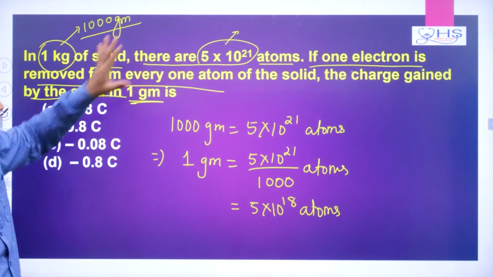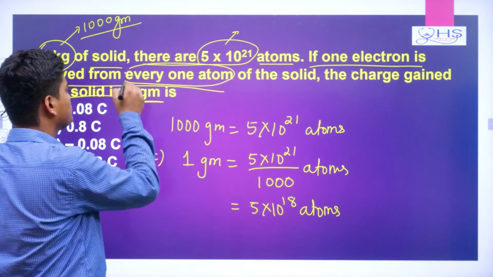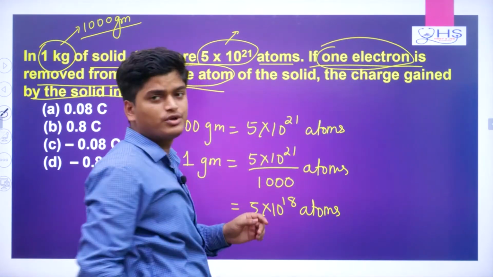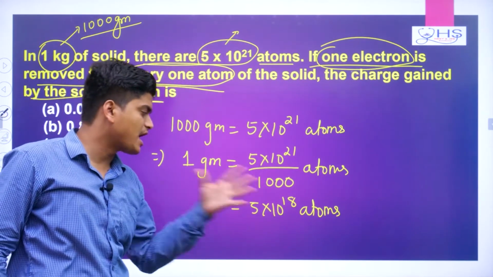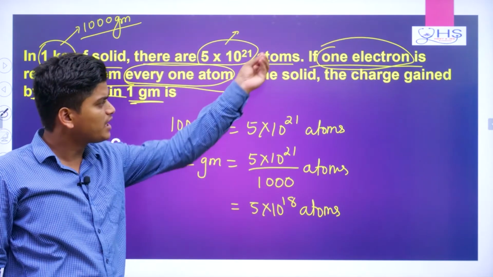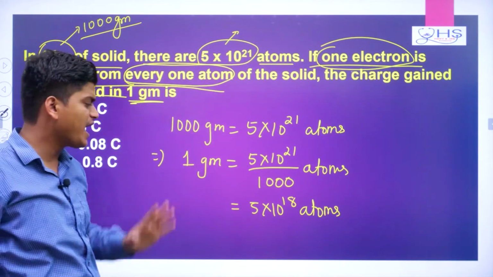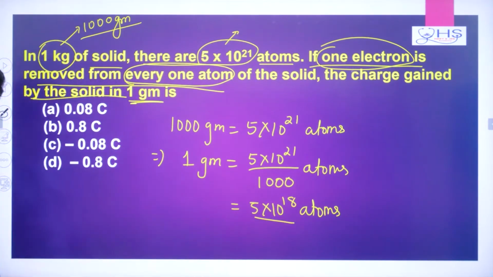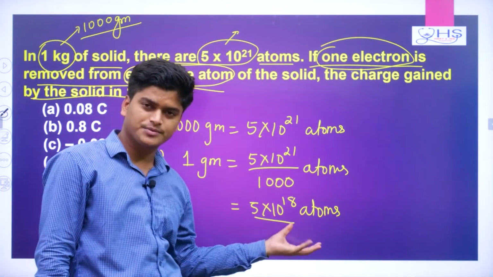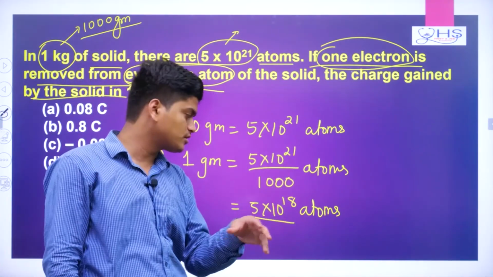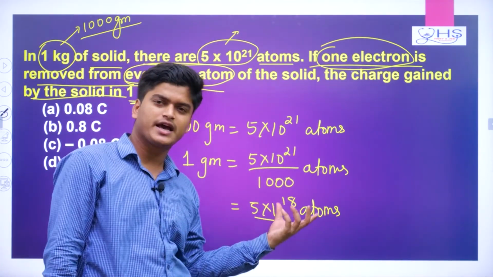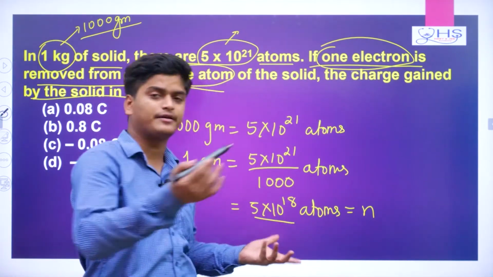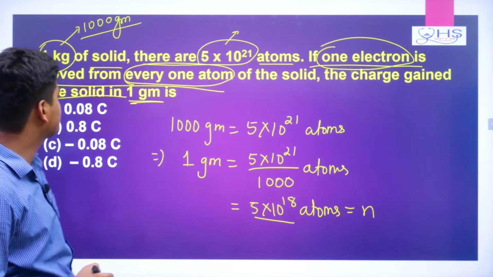And from every one atom you are removing 1 electron, and already you have this many atoms. So if this many atoms are there, and from each atom you are taking one electron, then this many electrons will be there. So you can take this as the number of electrons n. Now they are asking the charge gained by 1 gram of solid.